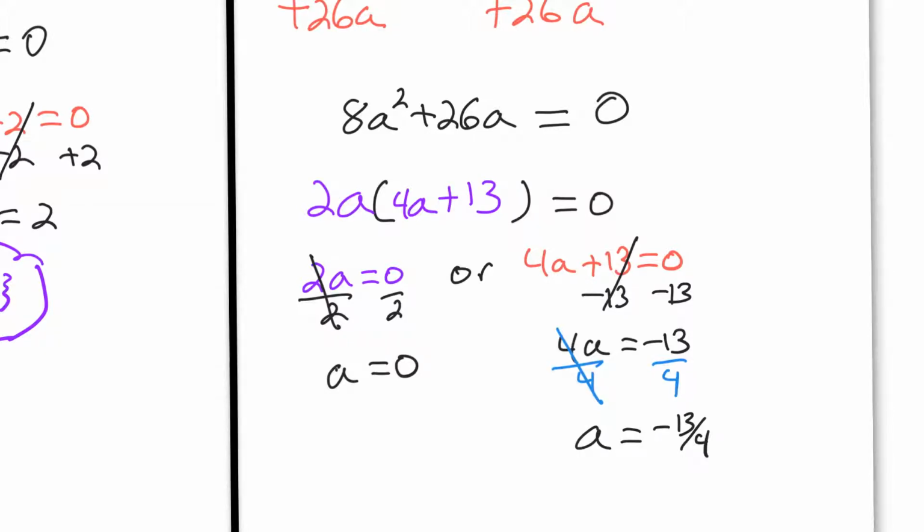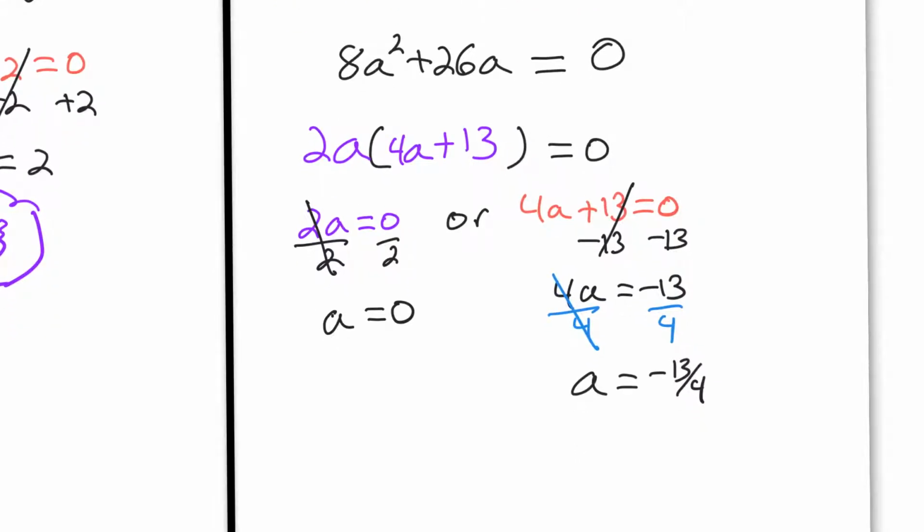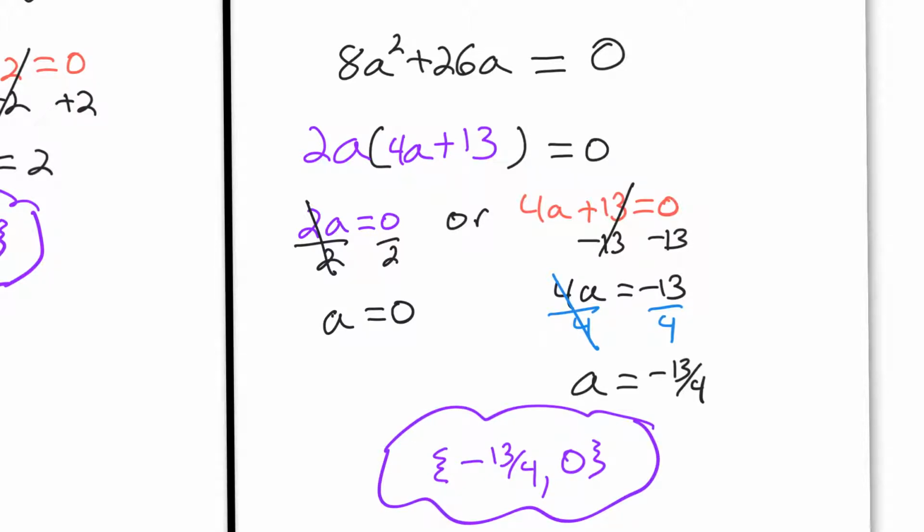Do not turn it into a mixed number. You guys cannot reduce negative 13 over 4. So we got our solutions. So my first solution in brackets is negative 13 over 4, comma, 0 is my second solution. So we got the two answers. And negative is always smaller than 0. So that's why that one goes first. It's nice to have them in order from lowest to highest.